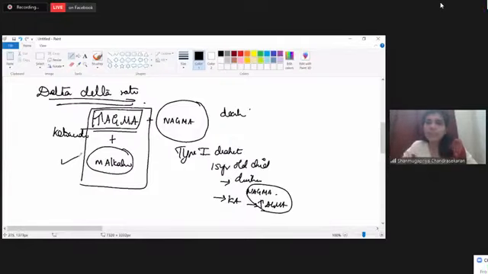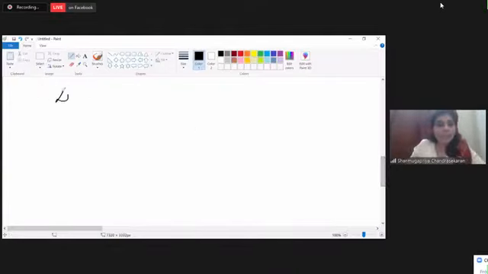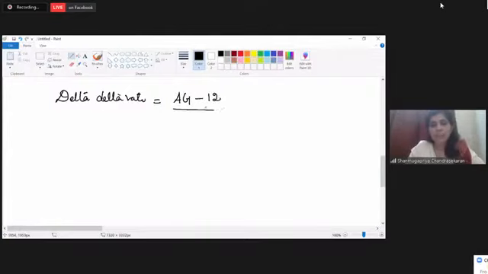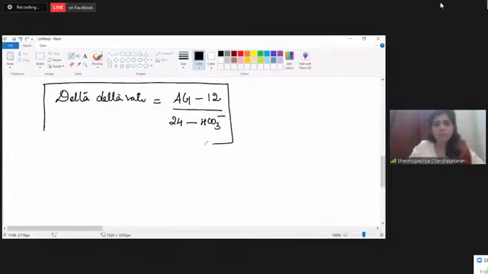Okay, so to find out these hidden disorders, you have to calculate the delta-delta ratio. As always, I'll first tell you the formula for delta-delta ratio, and then I'll tell you how to interpret it. Delta-delta ratio is calculated as anion gap minus 12 divided by 24 minus bicarbonate. Can you please memorize this formula? First memorize this formula, then I'll tell you what it means. Delta-delta ratio is the ratio between anion gap minus 12 and 24 minus bicarbonate.